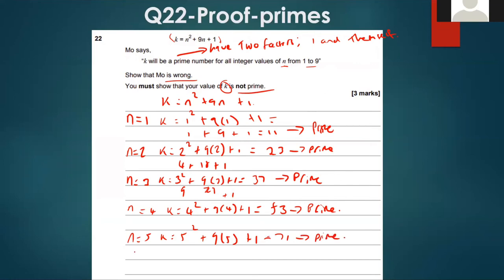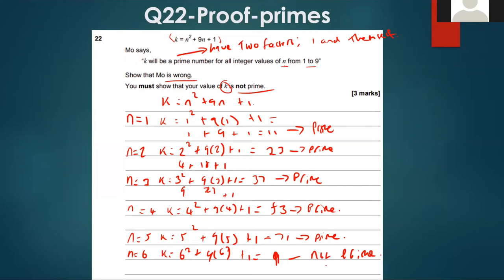Now I'm going to do 6. n is equal to 6. So k is equal to 6 squared plus 9 times 6 plus 1, which is equal to 91. Now here, 91 is not a prime number. So I've got to a question where 91 is not prime, and the reason is that 91 is divisible by 1, 7, 13, and 91.